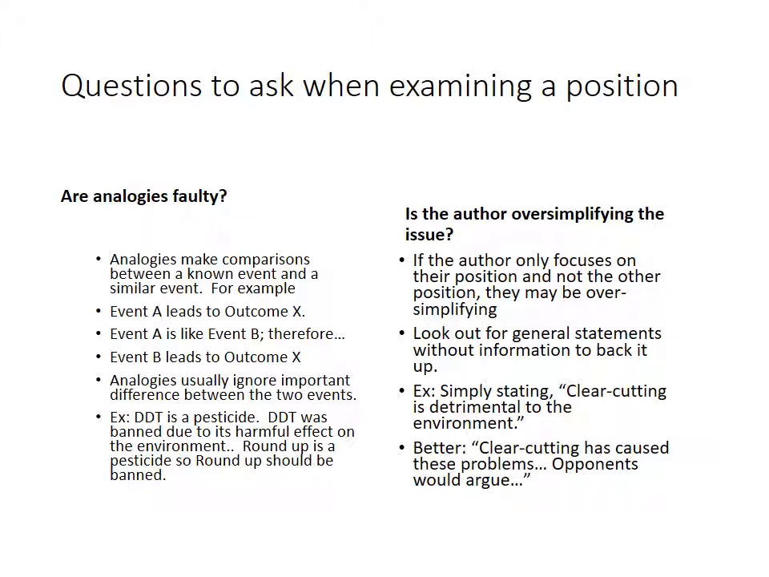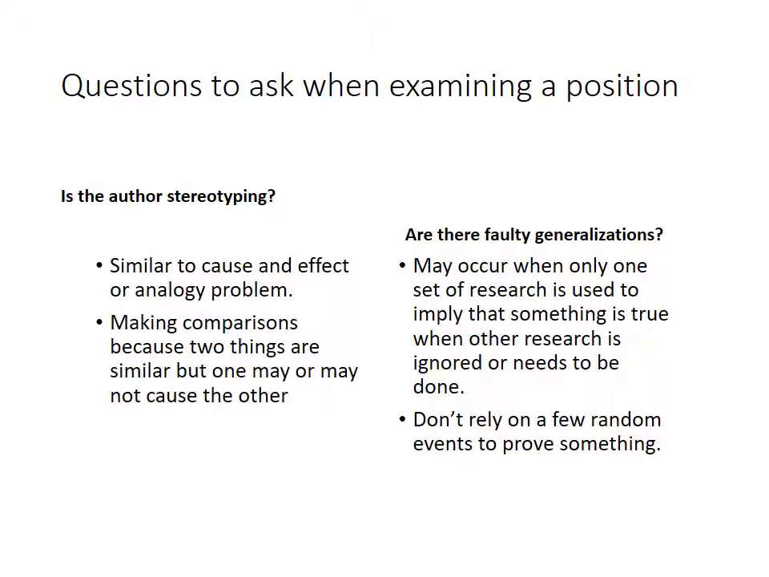Another thing you can look at is, is the author oversimplifying the issue? If the author only focuses on their position and not the other position, they may be oversimplifying. So look out for general statements without information to back it up. For example, instead of simply stating clear cutting is detrimental to the environment, it might be better to say clear cutting has caused these problems, and the opponents would argue such and such. So someone who is looking at both sides is not as likely to be oversimplifying their case.